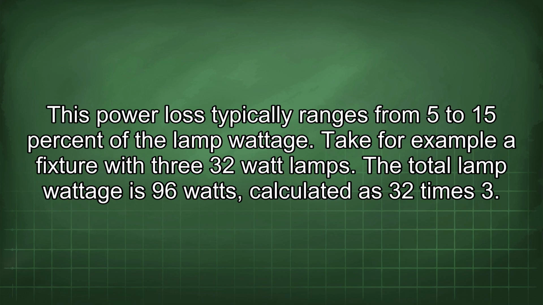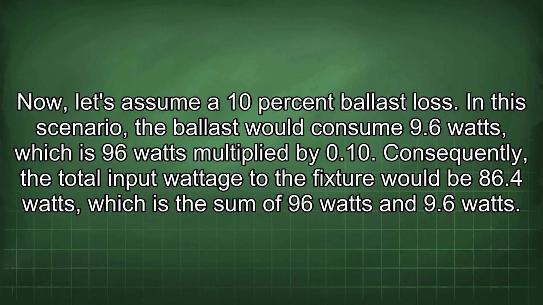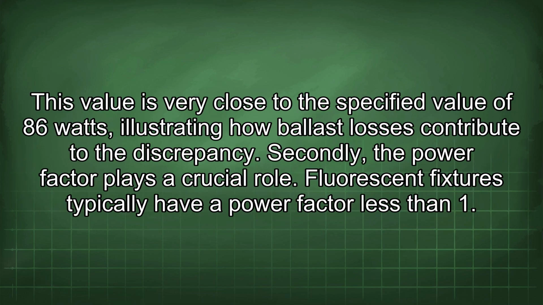Take, for example, a fixture with three 32-watt lamps. The total lamp wattage is 96 watts, calculated as 32 times 3. Now let's assume a 10% ballast loss. In this scenario, the ballast would consume 9.6 watts, which is 96 watts multiplied by 0.10. Consequently, the total input wattage to the fixture would be 86.4 watts, which is the sum of 96 watts and 9.6 watts. This value is very close to the specified value of 86 watts, illustrating how ballast losses contribute to the discrepancy.